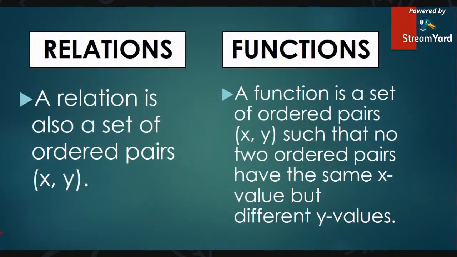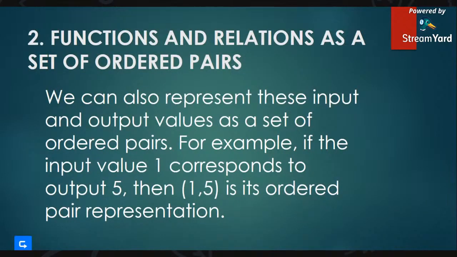So, naintindihan nyo ba yung relations and functions? So, maiintindihan nyo pa yan sa susunod na discussion. So, functions and relations as a set of ordered pairs. We can also represent these input and output values as a set of ordered pairs. For example, if the input value 1 corresponds to output 5, then (1, 5) is its ordered pair representation, which is 1 is the x and 5 is the y. Or 1 ang domain, 5 naman yung range.